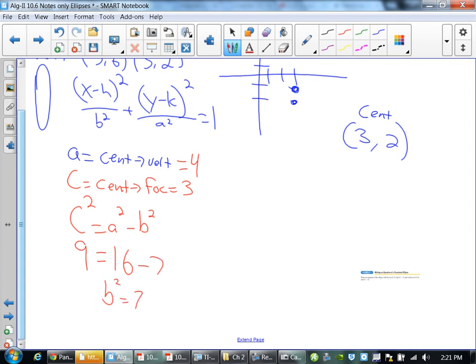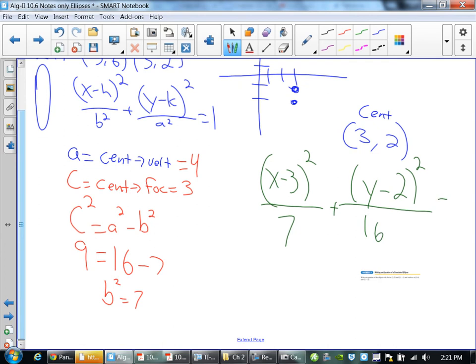Okay. I don't have to do square roots. I don't have to do any of that. I now know my center, which is my h and k, and I know my a squared and b squared. I substitute it and I'm done. (x - 3) squared over 7 plus (y - 2) squared over 16 is 1.